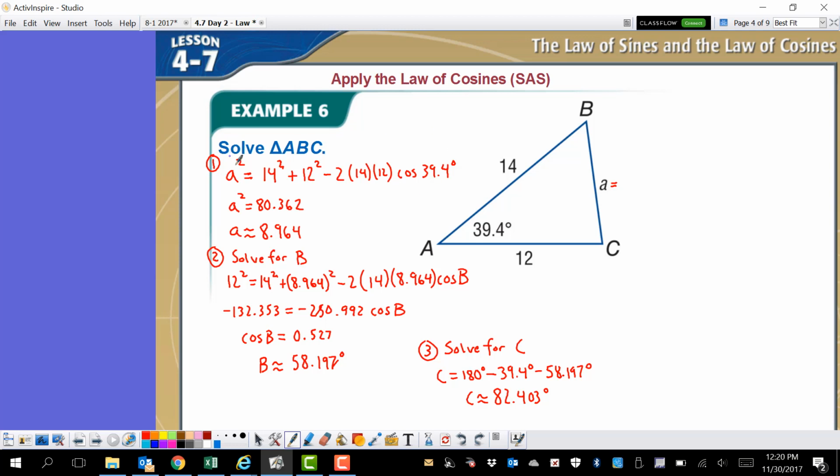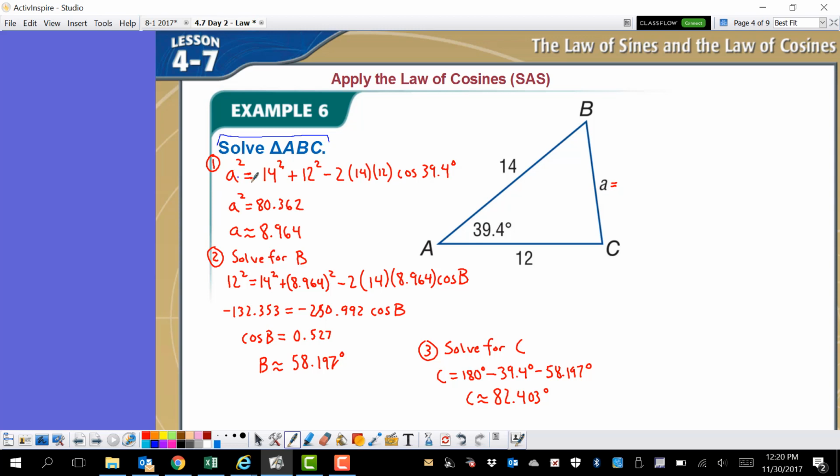Okay, so here's the next problem that we were asked to do. Solve triangle ABC. Now remember, when you're asked to solve a triangle, that's just a fancy way of saying find all the missing angles and all the missing sides. Okay, so this is what was given to me. In this particular case, I have side, angle, side. So what I'm going to do is use the law of cosines to help me find A first. So that's what I did.